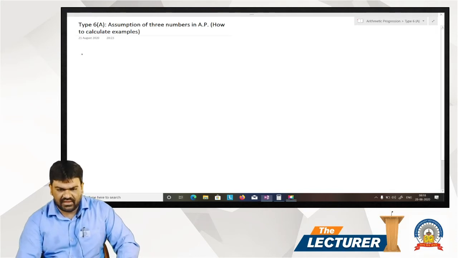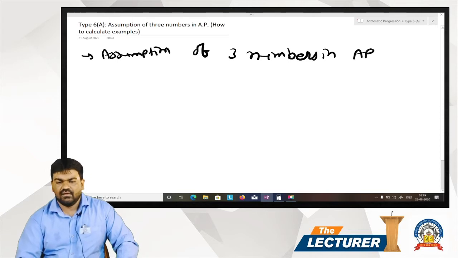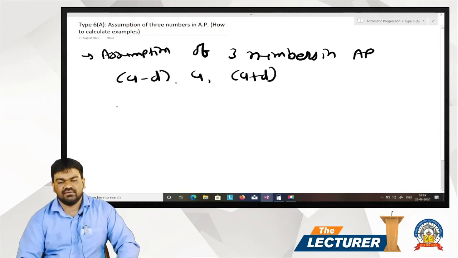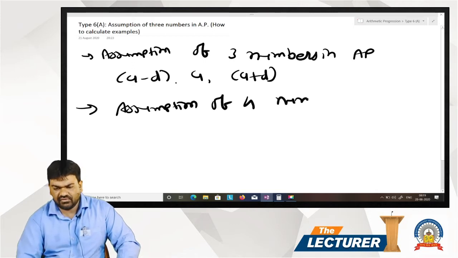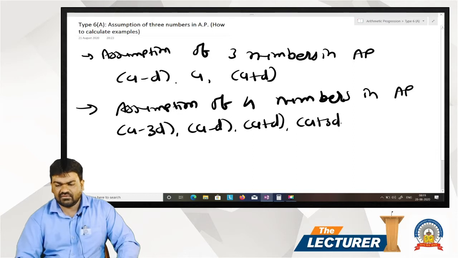Assumption of three numbers in AP: A minus D, A, A plus D. Next, assumption of four numbers in AP, that is A minus 3D, A minus D, A plus D and A plus 3D.